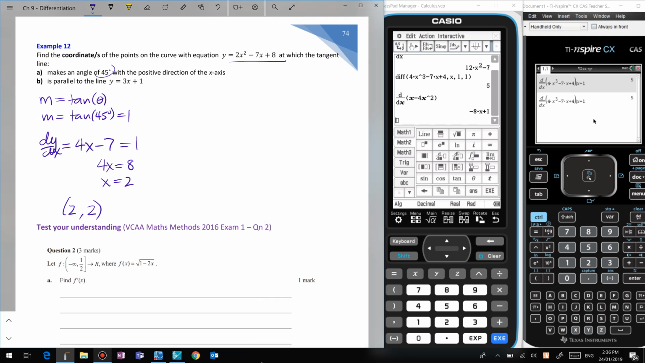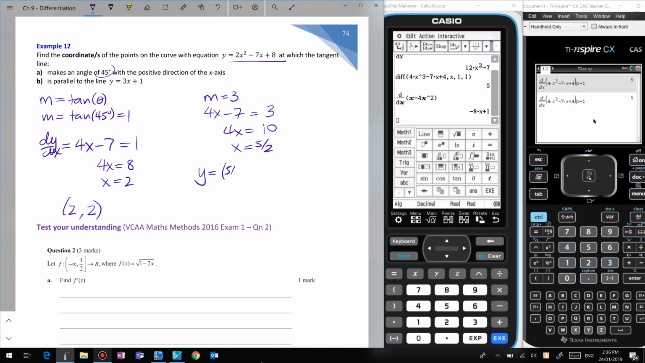Next is parallel with that line. So in this case, m is equal to 3. So we get 4x minus 7, our gradient, because that hasn't changed, is equal to 3. 4x is equal to 10. x is equal to 5 on 2.